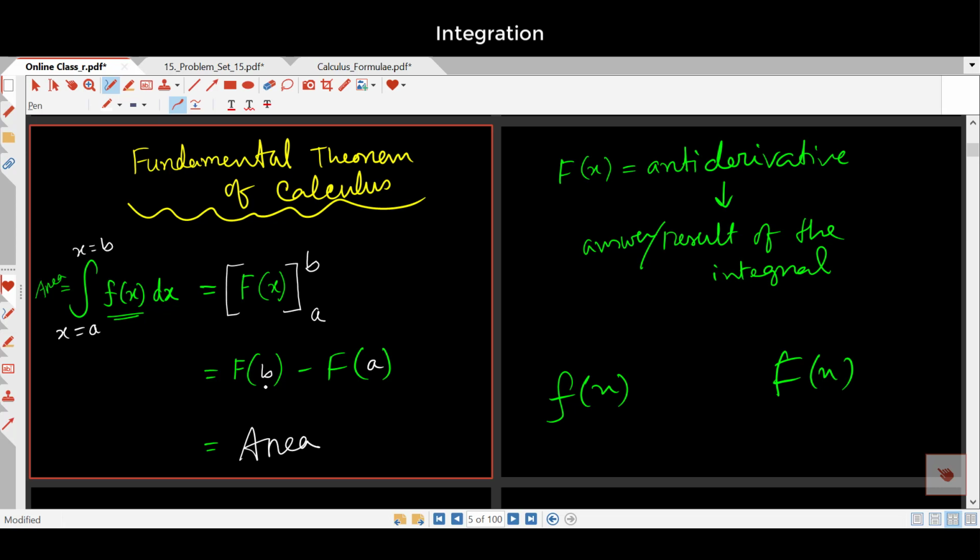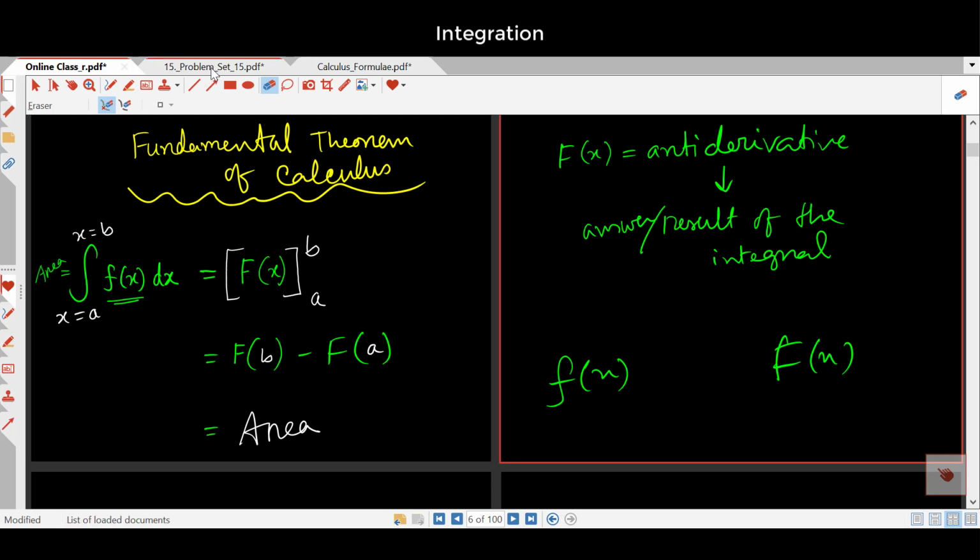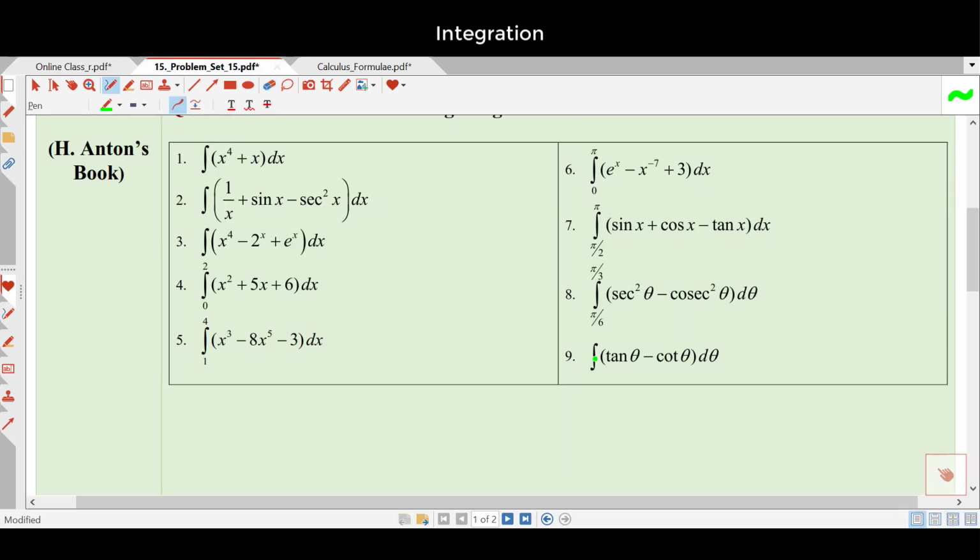So what we have done here: once you have the antiderivative, then in the place of x we are plugging the upper limit and the lower limit, or upper bound and lower bound. You know that x equals a and x equals b. So in the place of x we plug in first b, then a. So this is about the fundamental theorem of calculus. Now we are ready to solve some problems directly from this problem set.